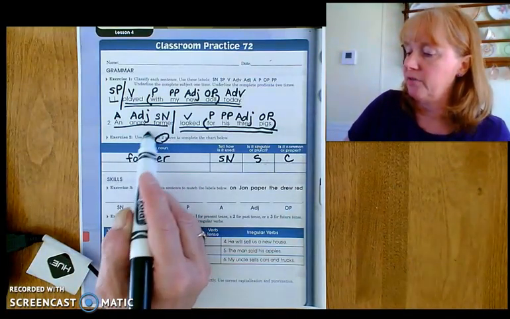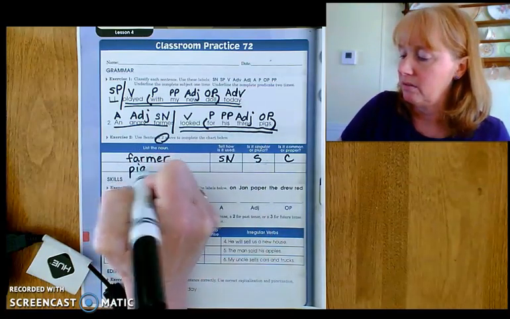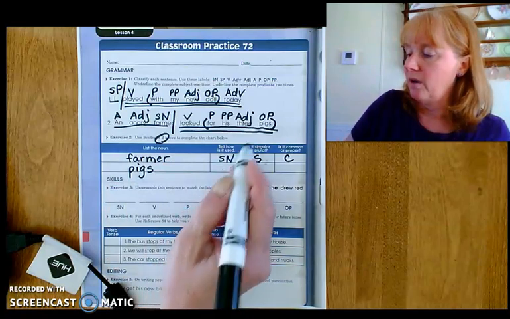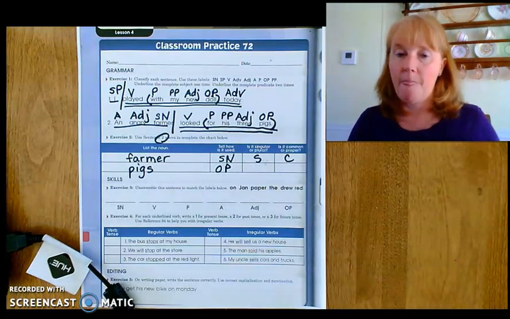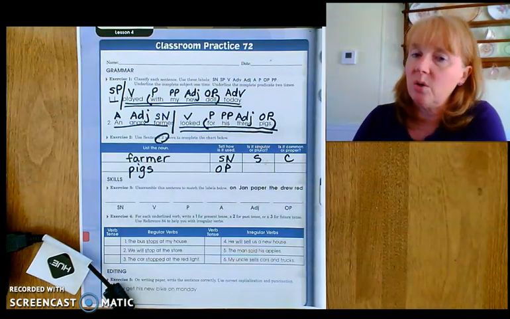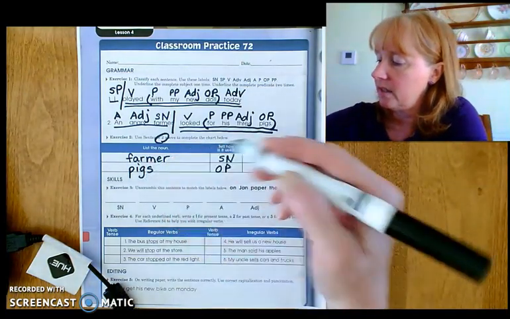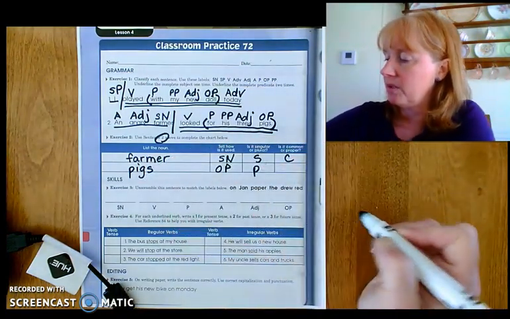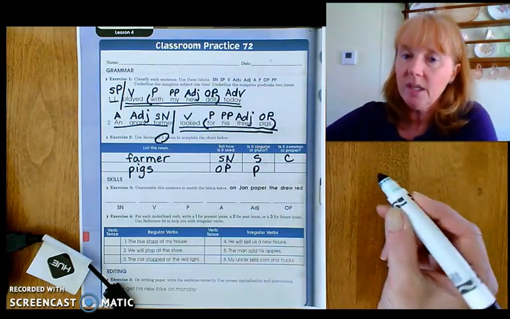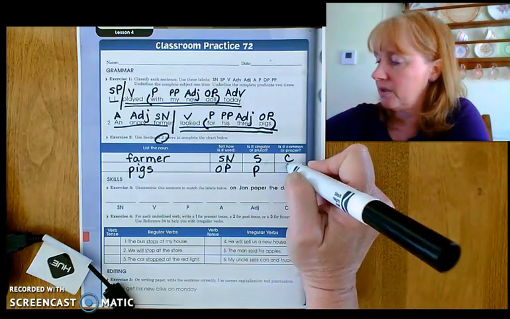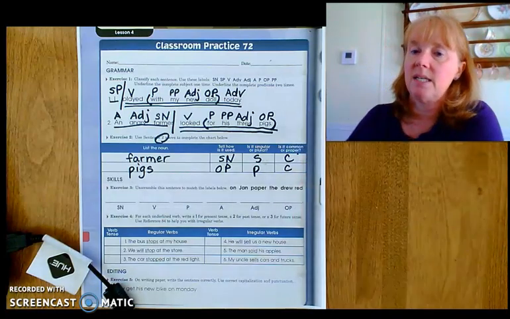Okay, we need another noun from sentence 2. Pigs. How is that word used? Object of the preposition. Singular or plural? There is an S at the end. It's easy to see that it's plural. Common or proper? Again, no name, just pigs, so it's common. It's only proper if it's capitalized and it's the name of something.